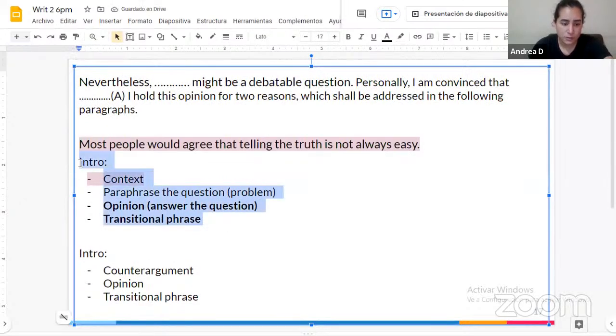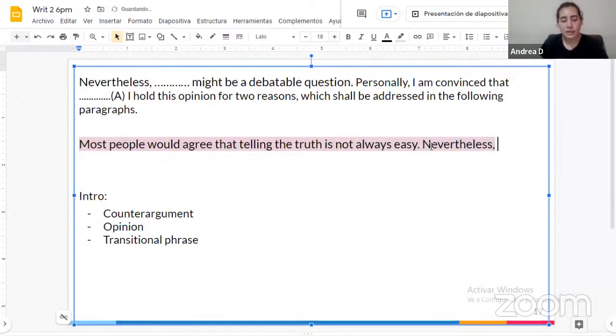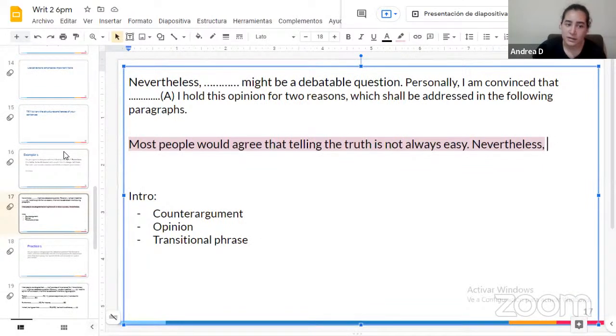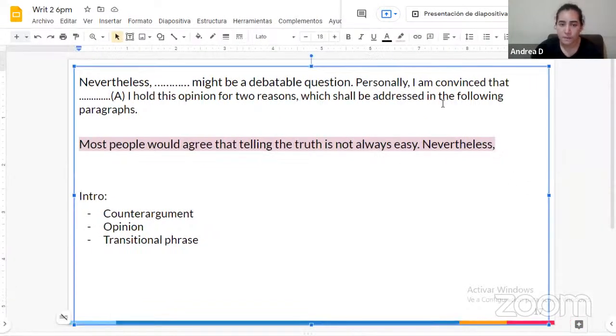Delete this part. Okay, so "Most people would agree that telling the truth is not always easy." So that is the opposite of what your opinion is. In that case, in the next sentence, you should state your opinion and try to contrast it, right? So, "however," or "nevertheless," and here you need to answer the question and tell me your opinion. So how can you guys paraphrase that idea, that you should always be 100% honest, no matter the circumstance? What can we say there, in other words?